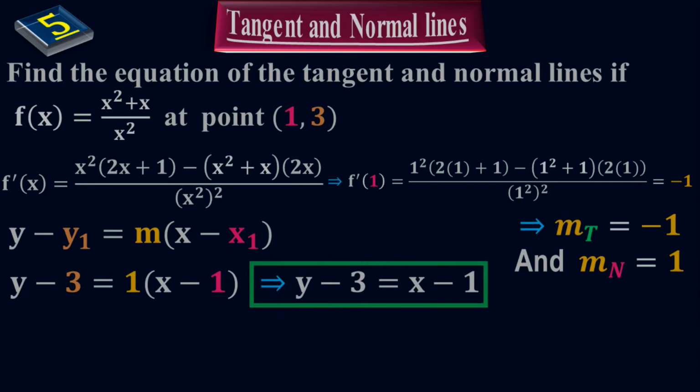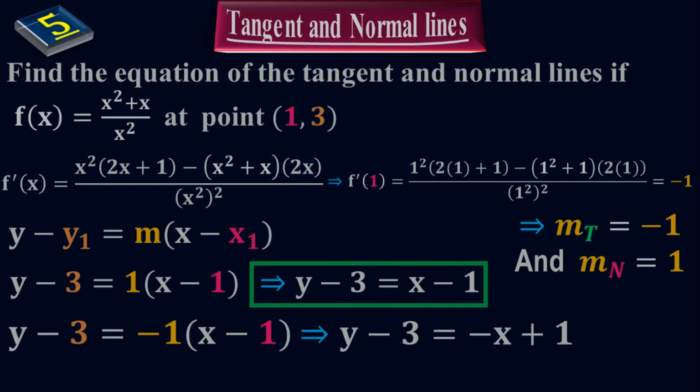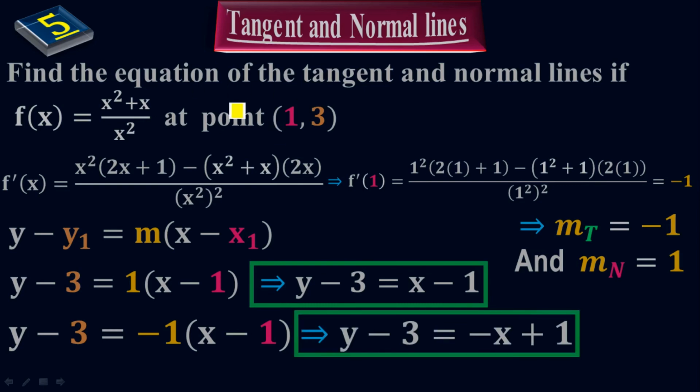And then to find the equation of the tangent line, plug in all the respective values to have y minus 3 equals negative 1 into x minus 1, which equals y minus 3 equals negative x plus 1. We have been asked to write the equations of the tangent and normal lines.